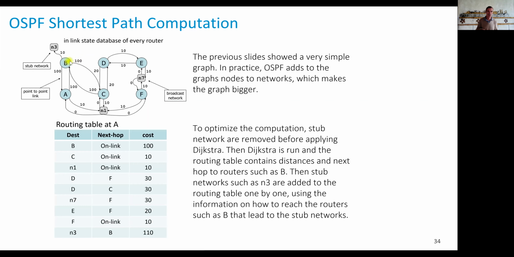So after we've computed the distance to B, then we will examine all the networks that are directly attached to B and are stub, and we will add them in the routing table. For example, A knows a path to B. Through the link state database, A knows that N3 is a stub network attached to B, so it will simply copy the routing decision that was for node B.